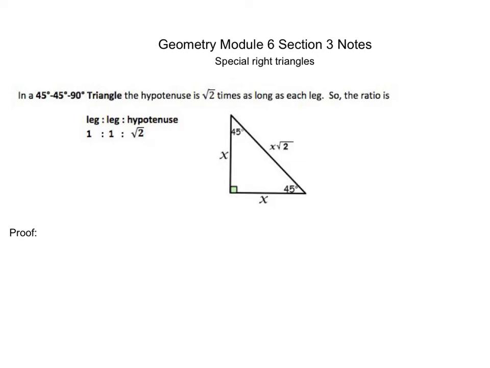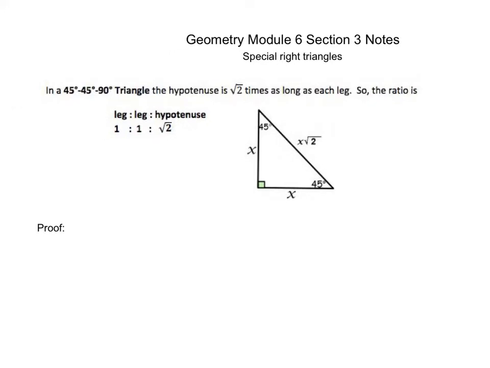In section 3, we are going to look at special right triangles, and there are two special right triangles. The first one is a 45-45-90 triangle, where it talks about the measures of the angles. So two of the acute angles are 45 degrees, and then of course we have our 90-degree angle. In this type of special right triangle, the hypotenuse is square root 2 times as long as each leg. So the ratio is 1:1 to square root 2.